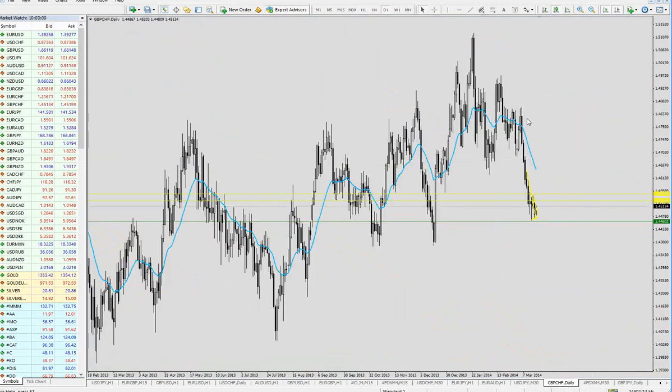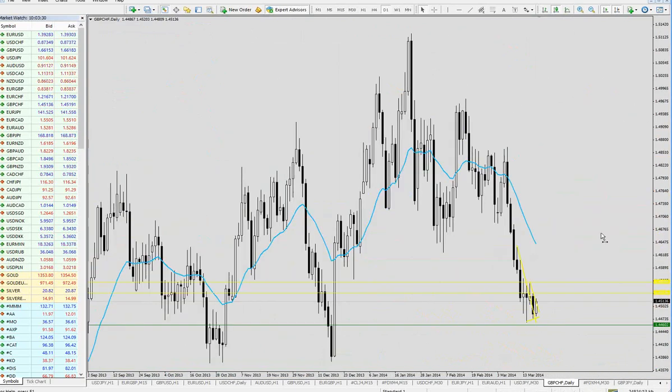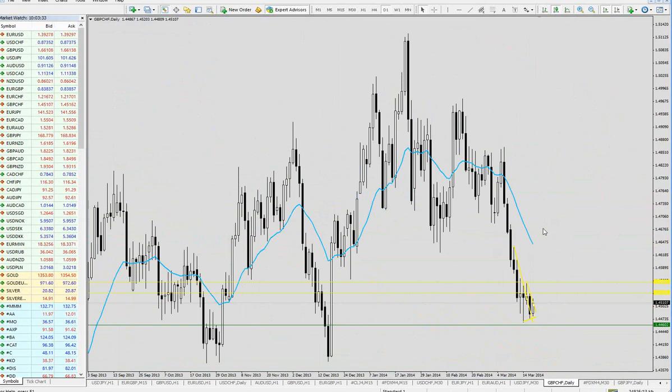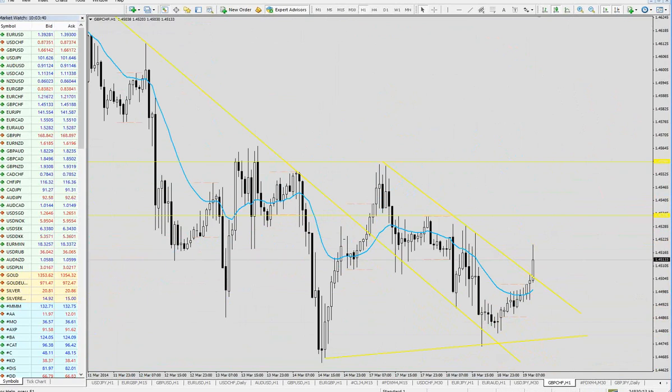Here is a daily chart, and we are approaching support level on daily. The support has been tested here. So there is a possibility to see some bounce from here. So here is the hourly chart.